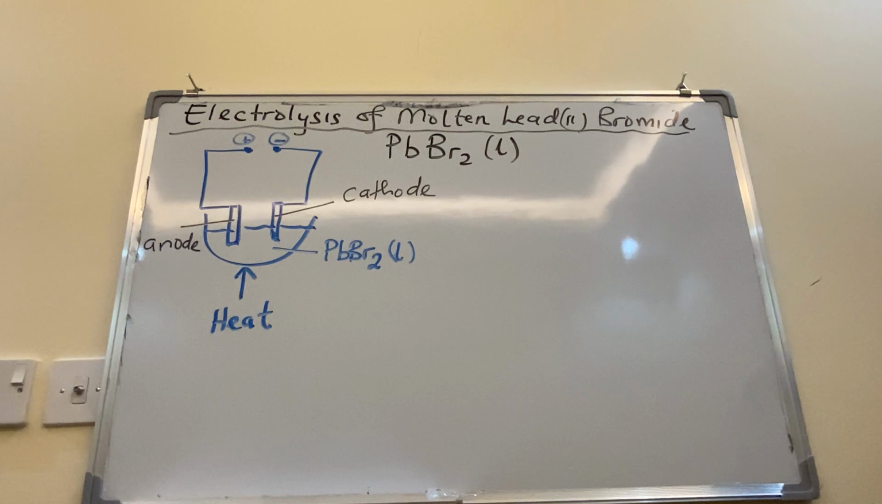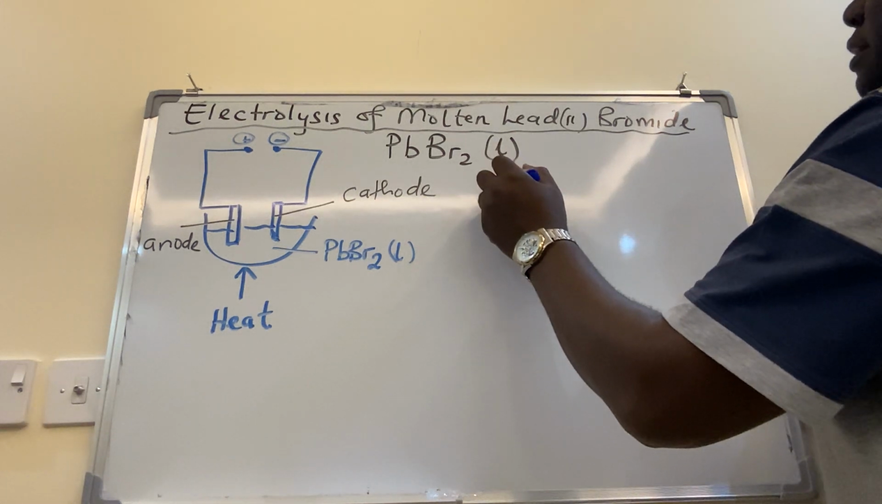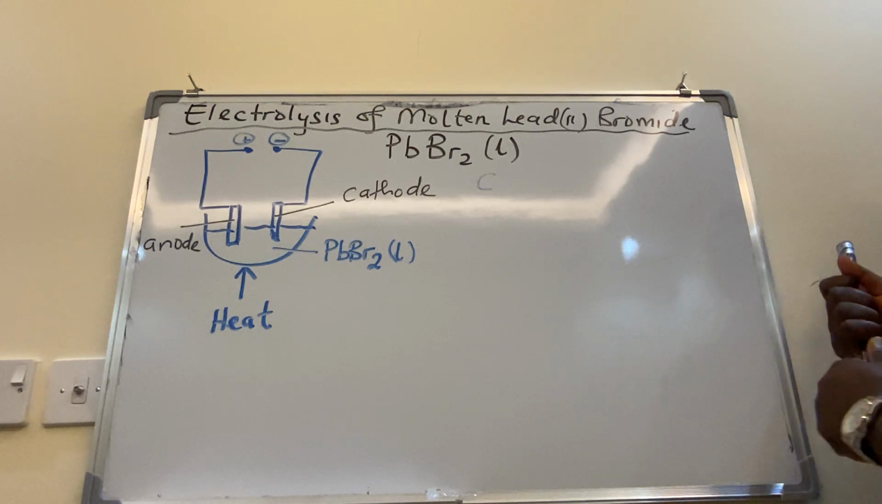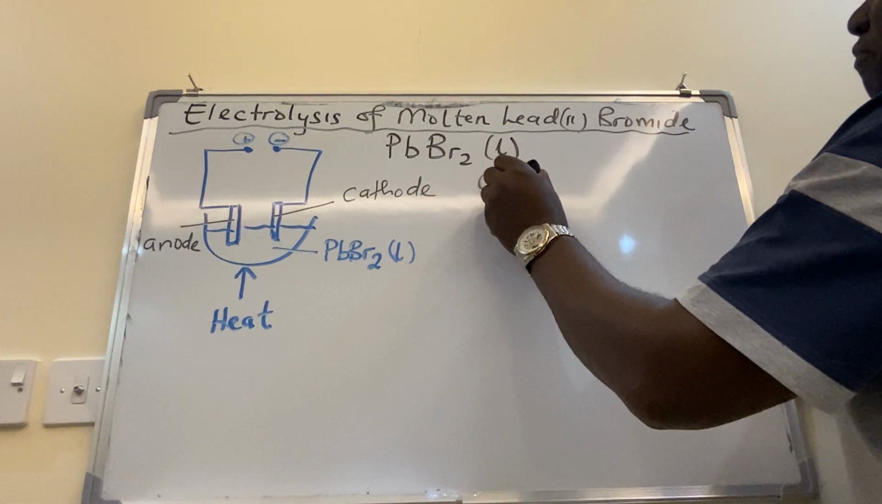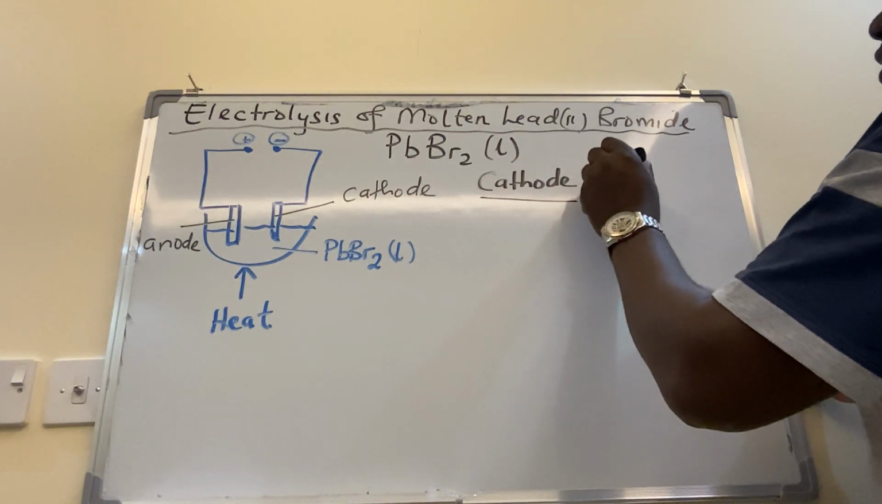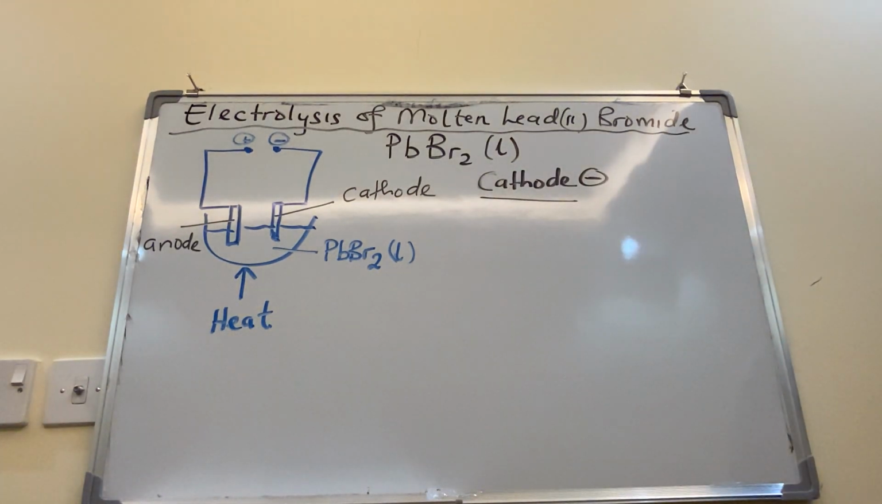Whenever we are describing electrolysis, we are supposed to split the description into two parts. We are supposed to look at what is going to happen by the cathode. Let's analyze the cathode reaction. What's going to happen at the cathode? I'm just going to put that negative sign so that we always remind ourselves.